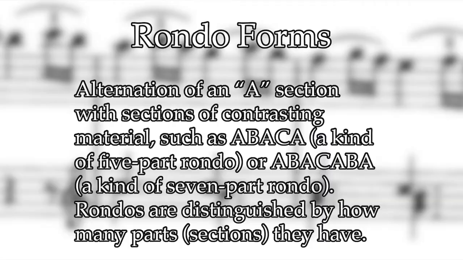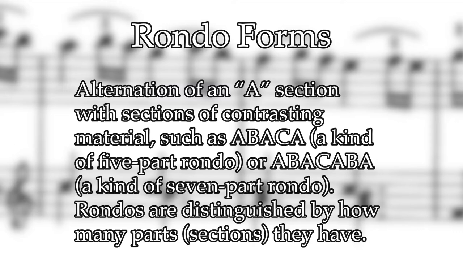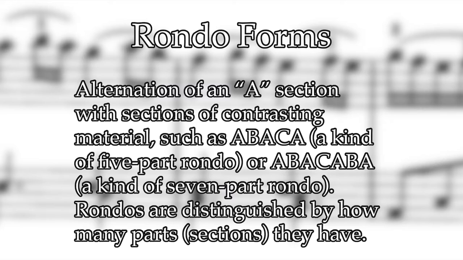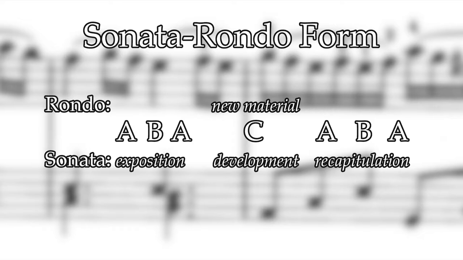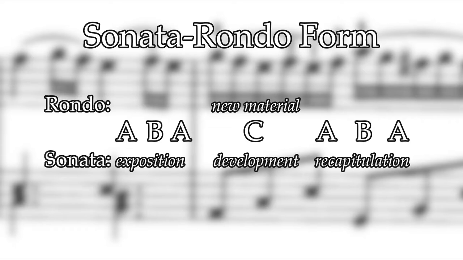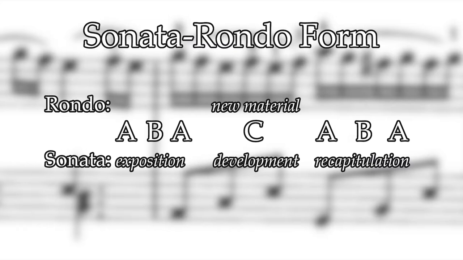The archetypal choice of form in the finale is the rondo, which alternates an A section in the tonic with episodes of contrasting material. Sometimes finales would also be in sonata form, but the most fascinating examples of finales fuse these two into something called sonata rondo form. Sonata rondo form maps the three-part sonata structure onto the seven-part rondo. ABA becomes the exposition, C is the development, the final ABA the recapitulation. Sonata rondo movements can be tricky to analyze, but a good rule of thumb is to focus on C. In a rondo, this section is going to be entirely new material, but in a sonata rondo, it's going to have the characteristics of a development.